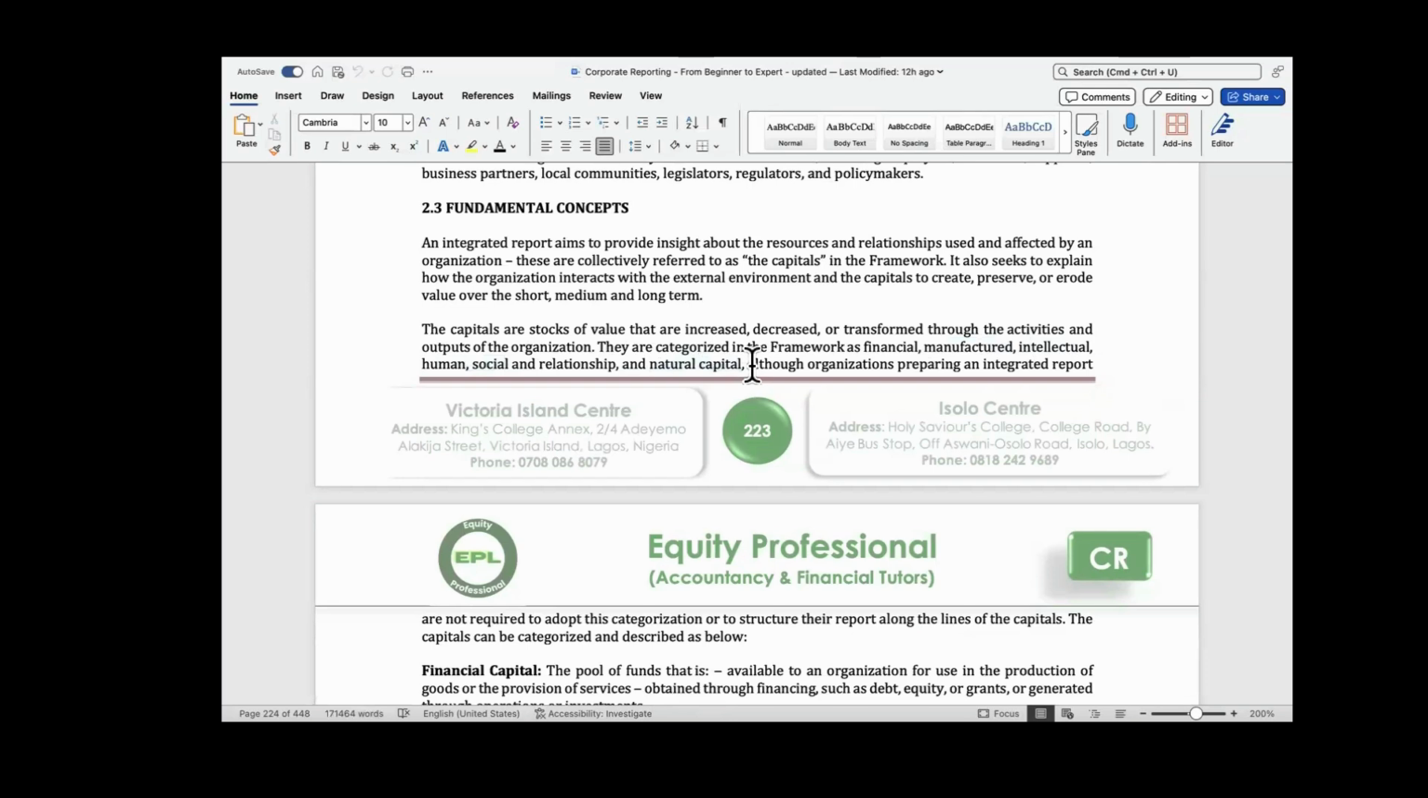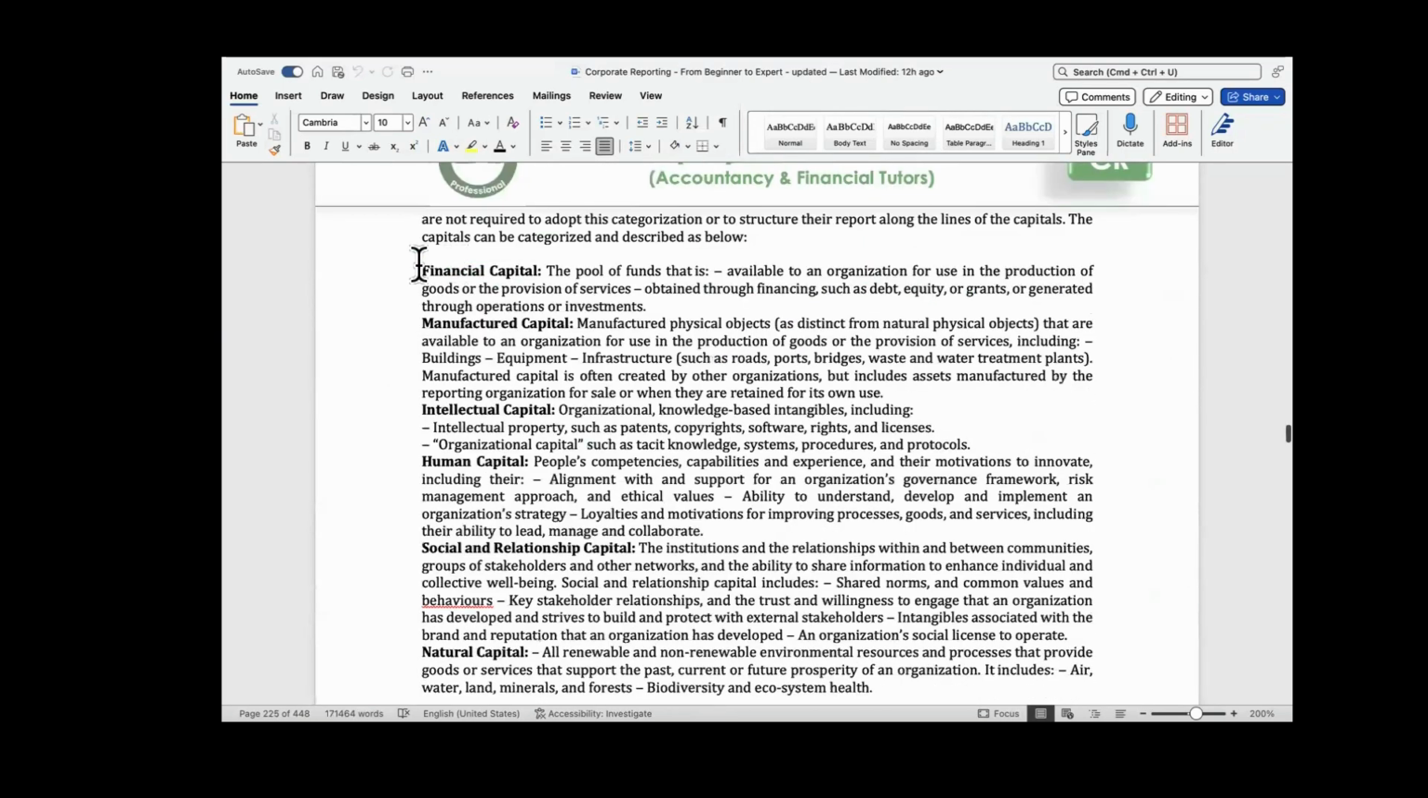So you need to find a way to know this because they can ask it. They have asked it before on the fundamental concept in integrated reporting. So, as you already know, financial capital is just the pool of funds, debt, equity, grants. That's financial capital. The money you get from stakeholders, either from your investors or from the banks, the creditors, governments, the money you're able to obtain from such financing, whether debt financing and all of that, that is financial capital.